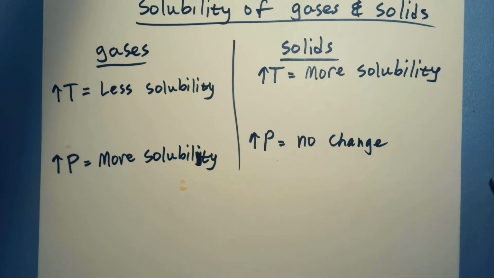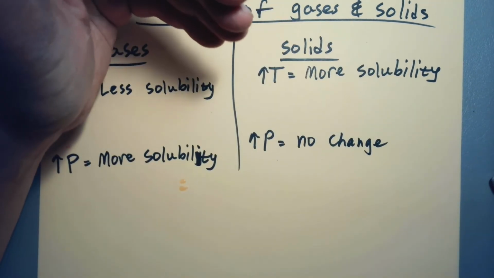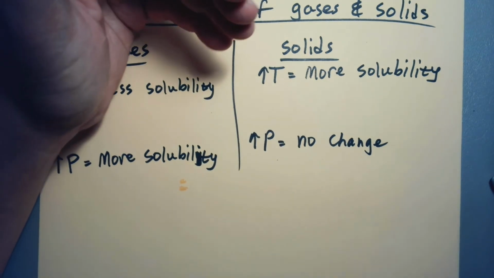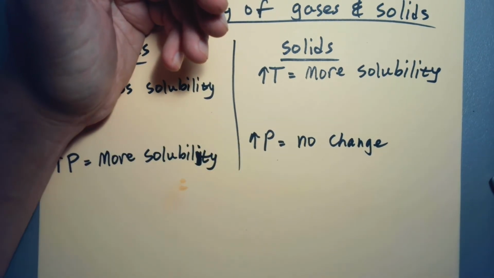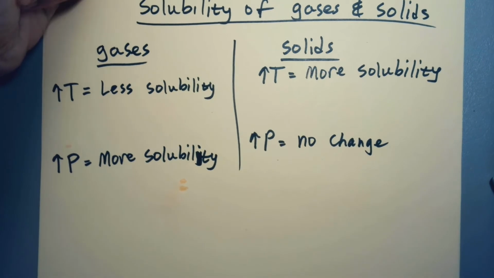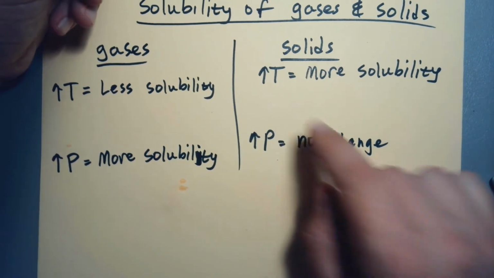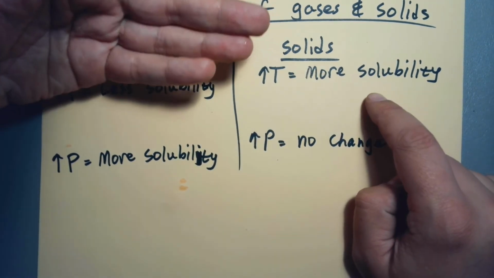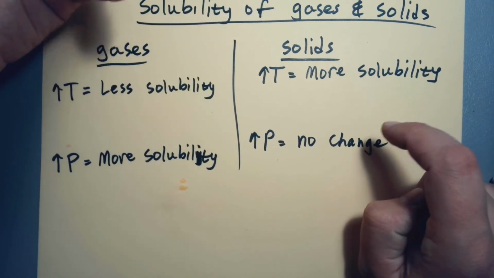So the bubbles in soda are carbon dioxide. And same with beer. There are some nitro beers that use nitrogen bubbles, but it's the same principle. It's still a dissolved gas. So it's just a different gas. Whereas with solids, you heat it up, you can get more to dissolve, and playing around with pressure really just has no effect.